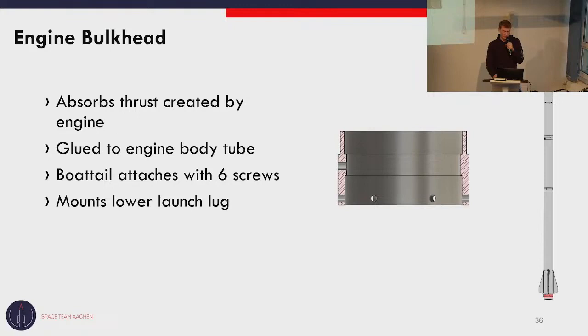Lastly, we have the engine bulkhead. The engine bulkhead is quite a simple part. However, it will absorb the thrust of the engine, and it will be glued to the engine body tube. It also attaches the boat tail through the use of 6 screws. Oh, sorry, yeah. That's where the thrust of the engine will be absorbed. This is where the boat tail will be attached, and this is where the lower launch lug is going to be mounted.